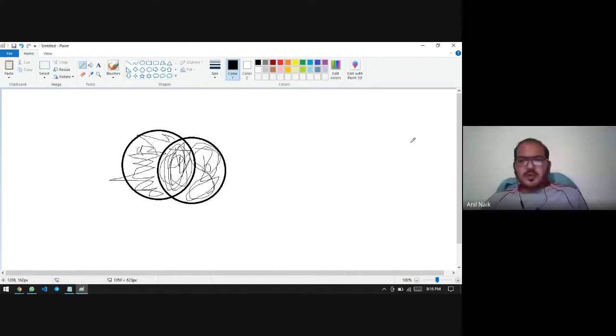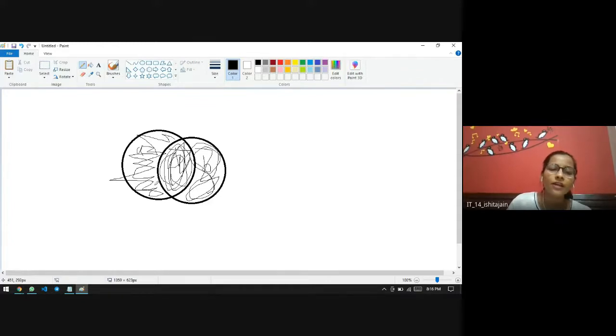And what about full outer join? In full outer join, all the values of A as well as all the values of B will be displayed, intersecting as well as non-intersecting.